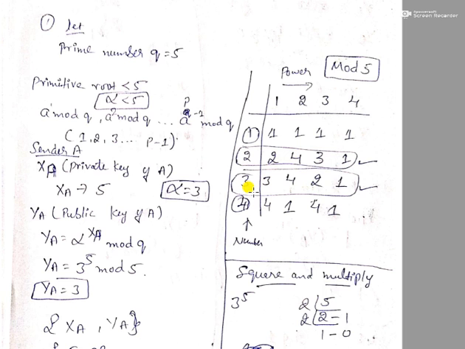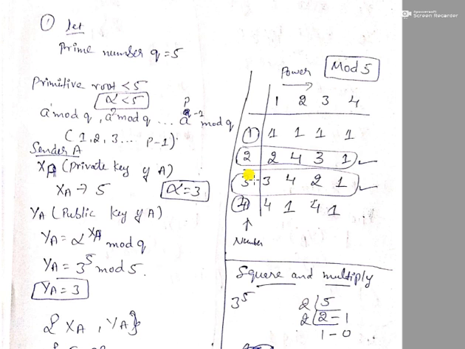Check for 3. 3 power 1 is 3, 3 mod 5 is 3. 3 square is 9, 9 mod 5 is 4. 3 cube is 27, 27 mod 5 is 2. 3 power 4 is 81, 81 mod 5 gives 1. Check if you like, 1 comes. Did the series 1 2 3 4 come here? Yes, this one is also a primitive root.